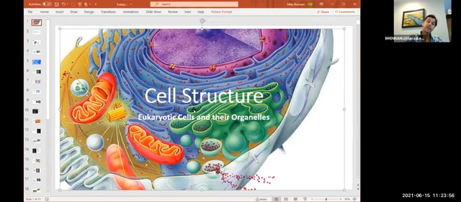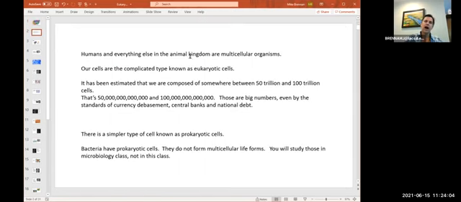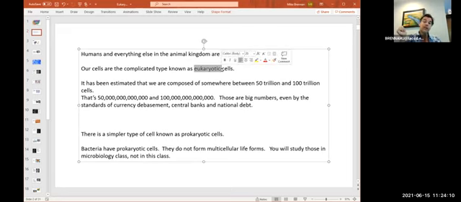So cell structure. We humans and anything else in the animal kingdom are made of a certain type of cell, and these are called eukaryotic cells. There's another type of cell called prokaryotic cells. You'll cover those in microbiology class. Eukaryotic cells are big and complicated compared to prokaryotic cells.